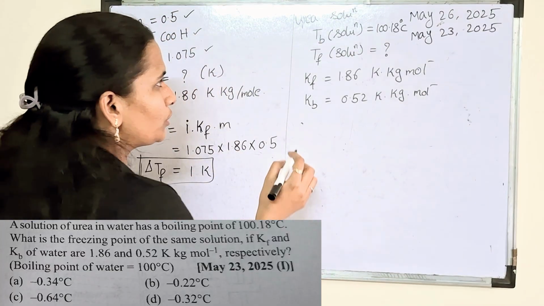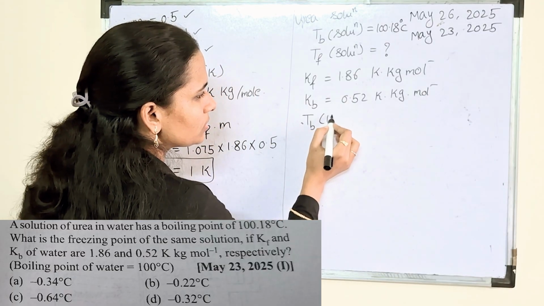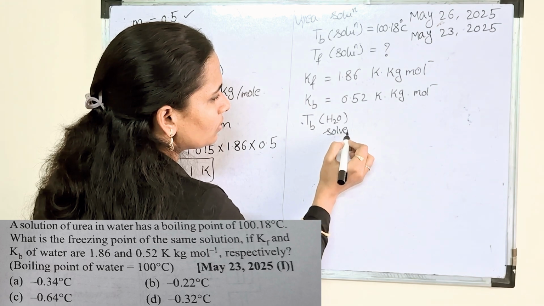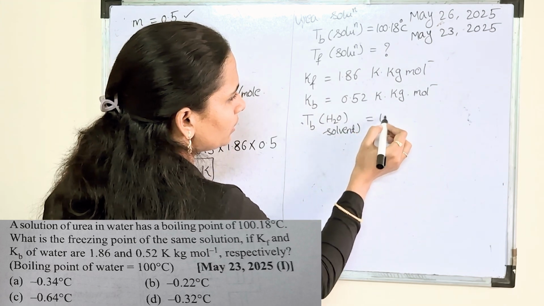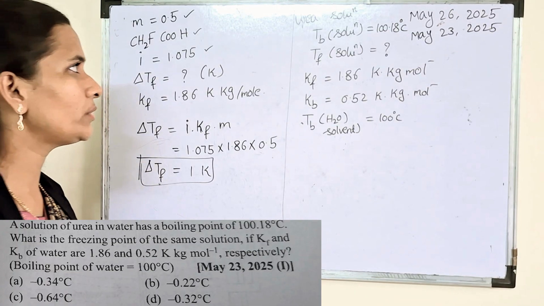Next, the boiling point of water also. Water acts as a solvent. The pure solvent boiling point given is 100 degrees. So this is the given information of the question.